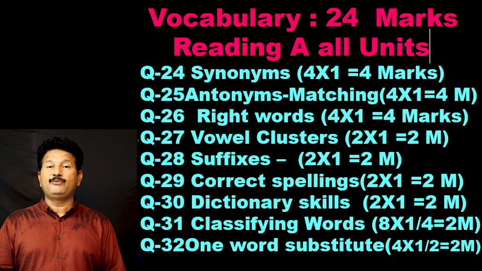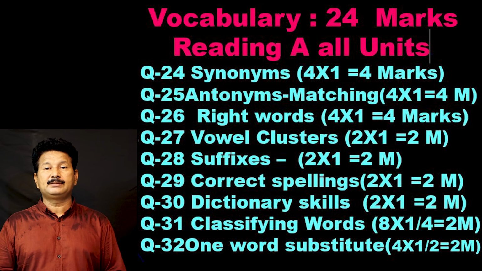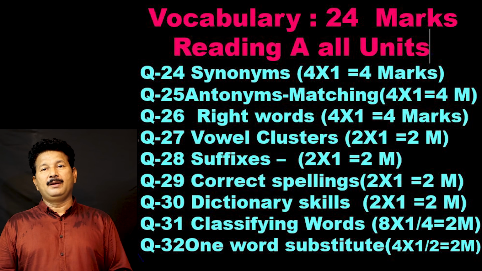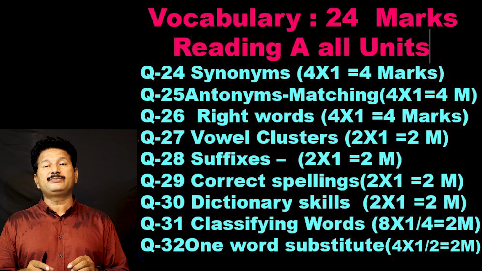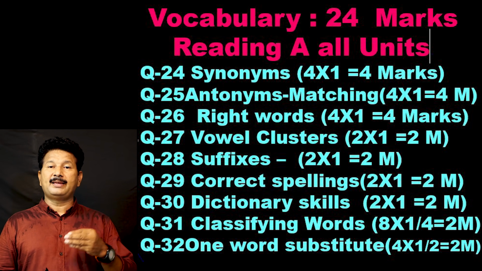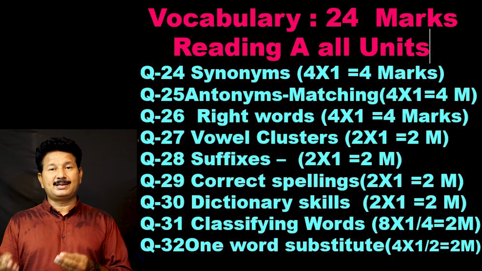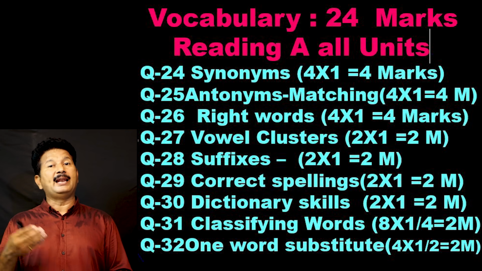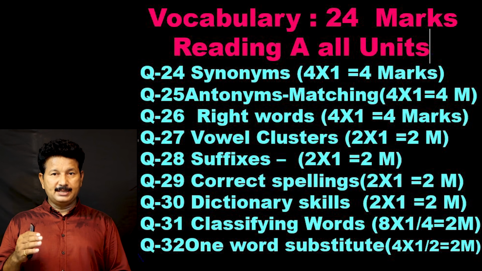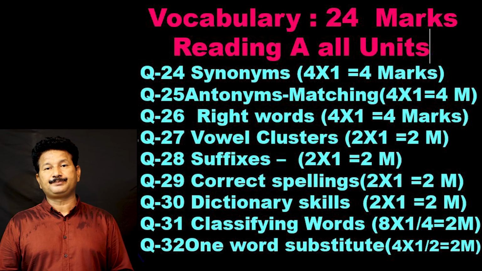And question number 31, it is for classifying words, classification of words. And this is quite easy because especially for this one, we will get the questions from either lesson number 1 or 2. Like we have positive qualities and negative qualities. At the same time, we have duplicatives, alliteratives, and rhyming words. These are the 2 important areas where we get a lot of scope for this question.